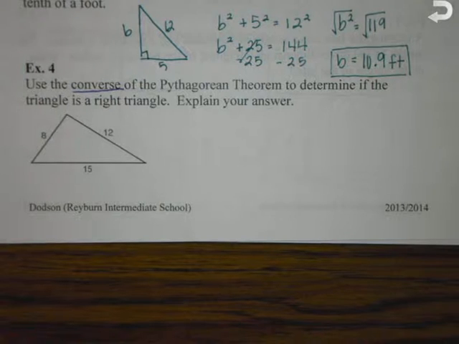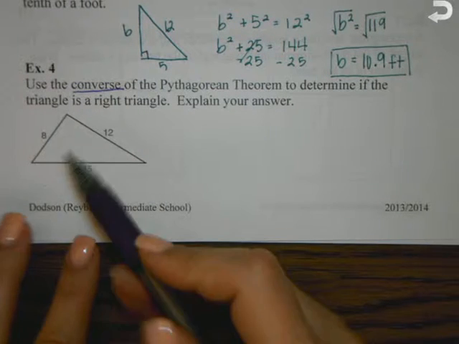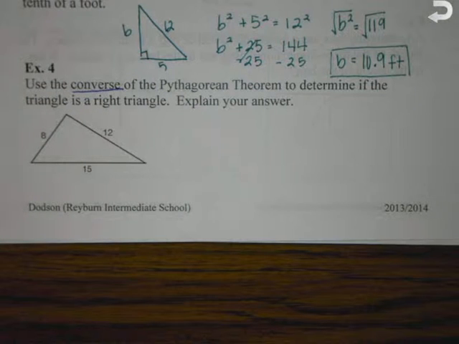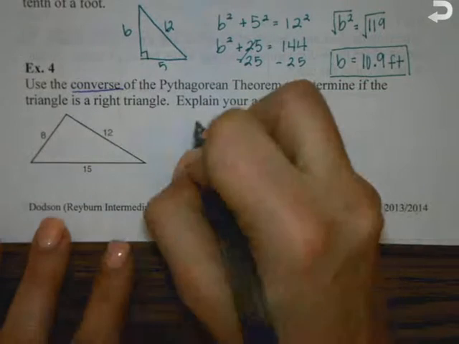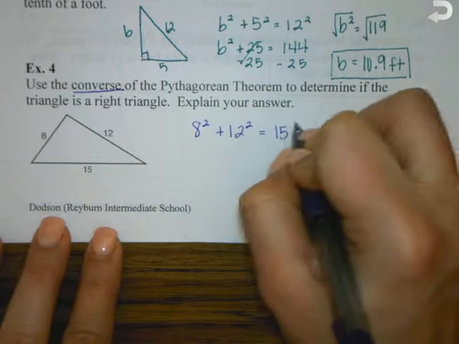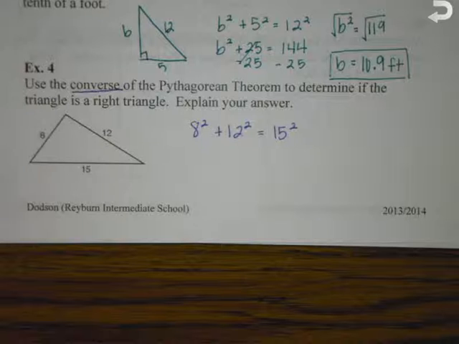Converse means going backwards. So this time they give us all of the measurements, but we don't know if it's for sure a right triangle. So we have to plug everything into the Pythagorean theorem to check to see if it's true. What would be your hypotenuse in this one? The 15, the biggest one. So we should get 8 squared plus 12 squared equals 15 squared, and we're checking to see if we get a true statement or not. Okay, so that's what the converse means. It means that we're going to go backwards to see if this is a right triangle or not.